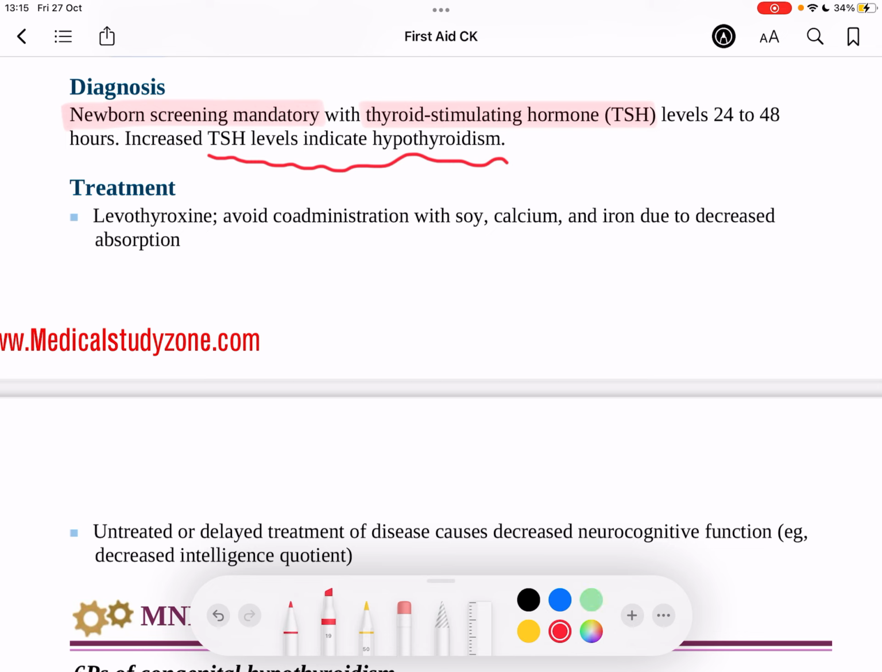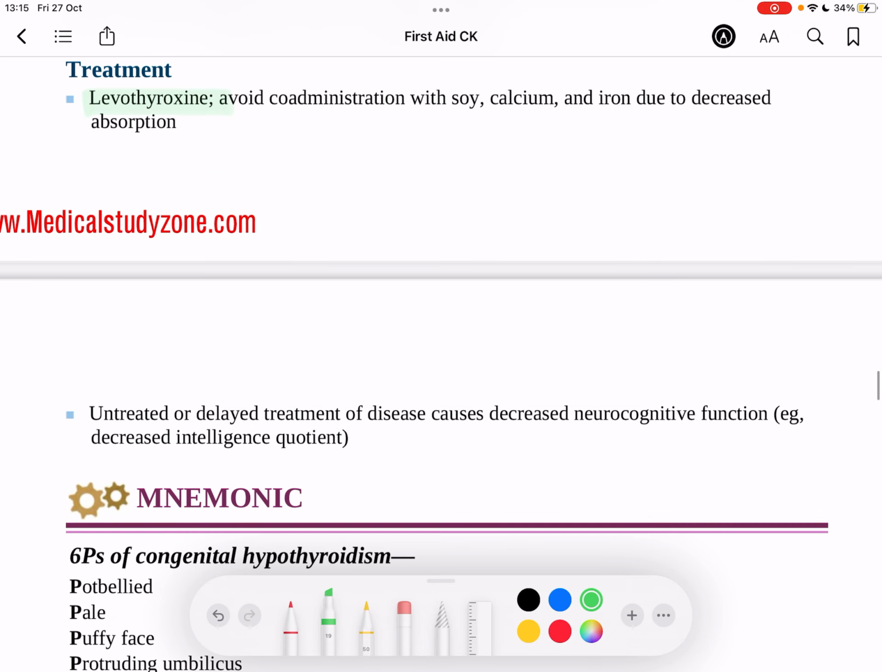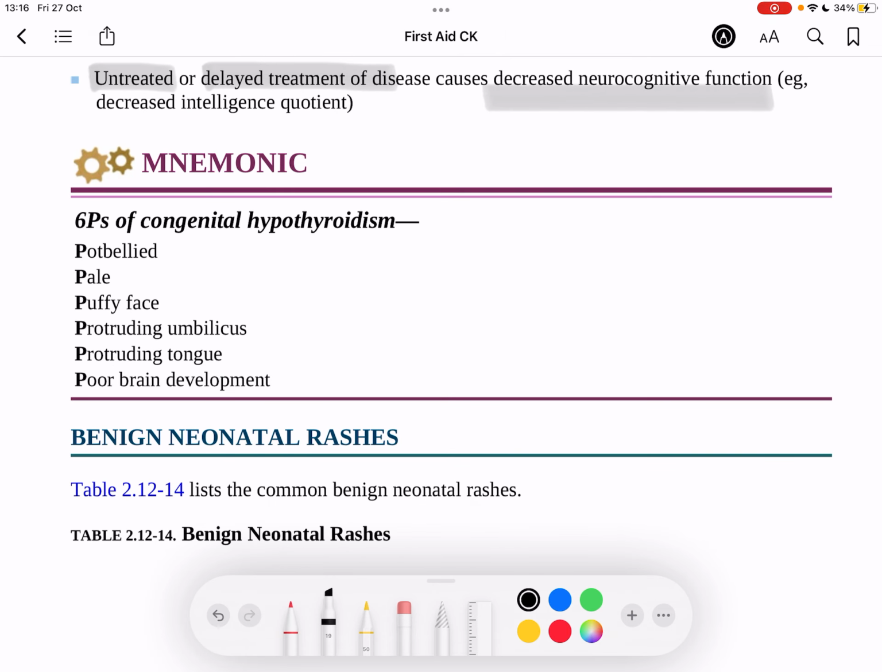How do we treat it? Very, very simple, levothyroxine, okay? It can be co-administered with soy, calcium, and iron due to a decreased absorption that can help the absorption. And unfortunately, if the patient is untreated or if the treatment's delayed, this can actually cause neurocognitive dysfunction, but also growth retardation as well.